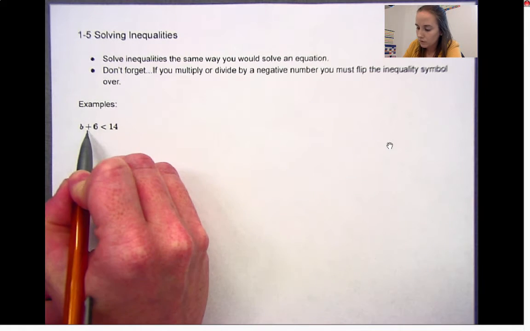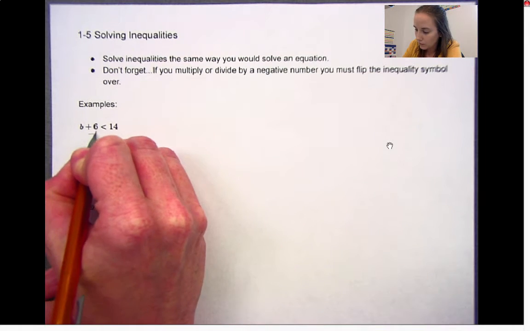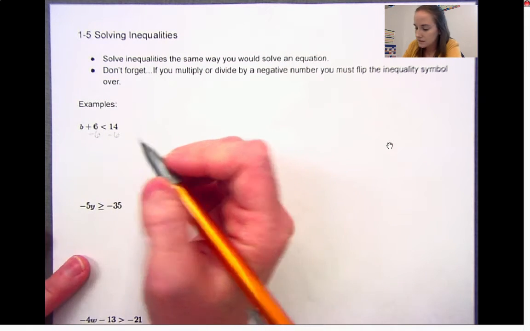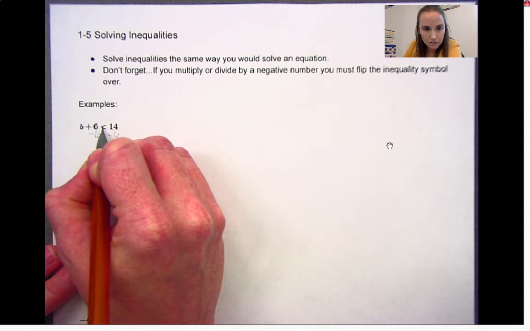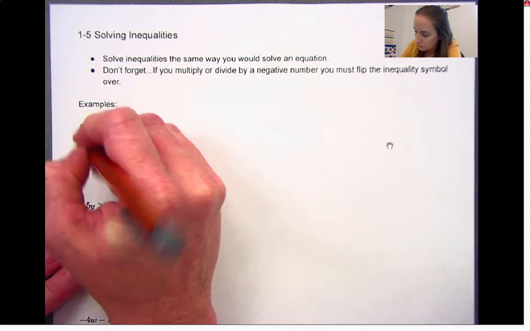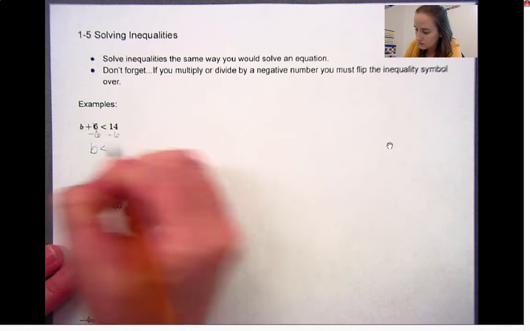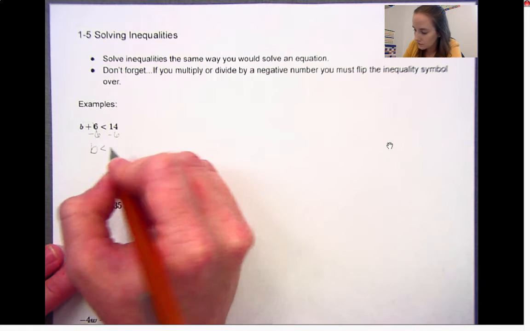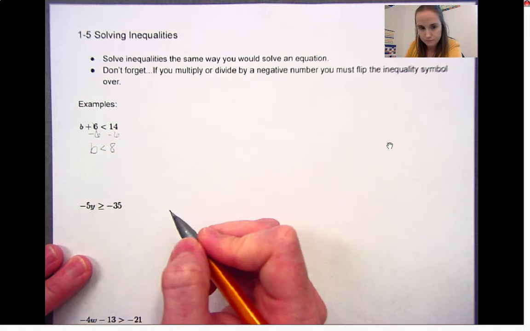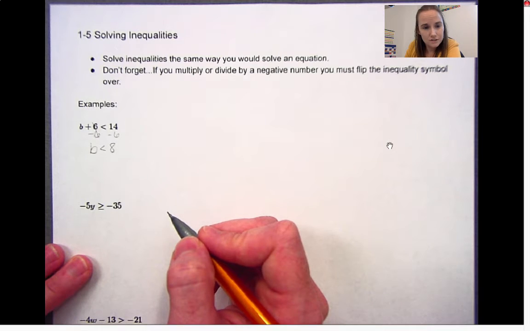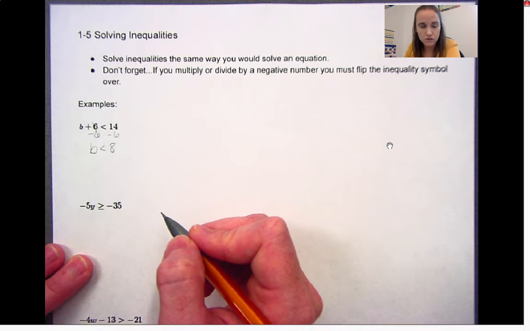So I need to get rid of plus 6 by going minus 6 from both sides. And this time, instead of an equal sign, we have a less than sign. So this cancels and we have b is less than 14 minus 6, which is 8. We'll talk about graphing an inequality and different notations in the next video. Right now, let's just solve them.